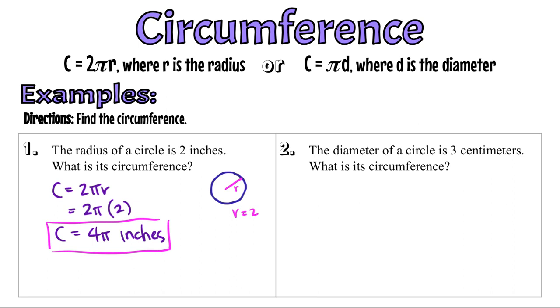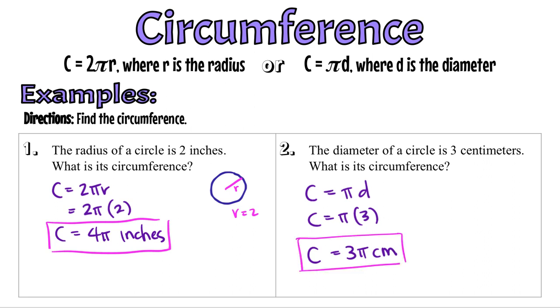Let's try number 2. In number 2, we're given the diameter of a circle is 3 centimeters. So when we have the diameter, we know that our circumference equals pi times d. So when we plug in our diameter value, which is 3, we get circumference equals 3 pi centimeters. So what's really important is that we remember what we are finding here, or what formula we're using based on whether we're given radius or diameter.